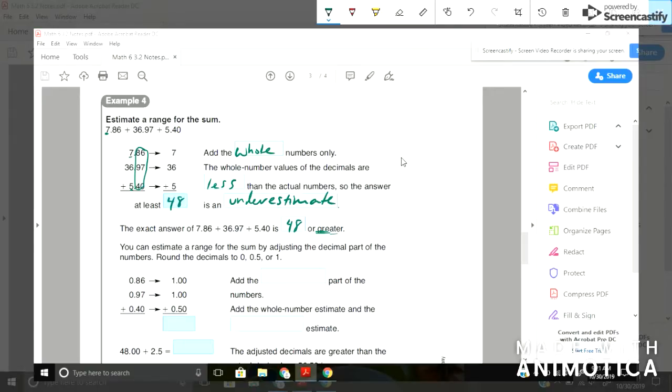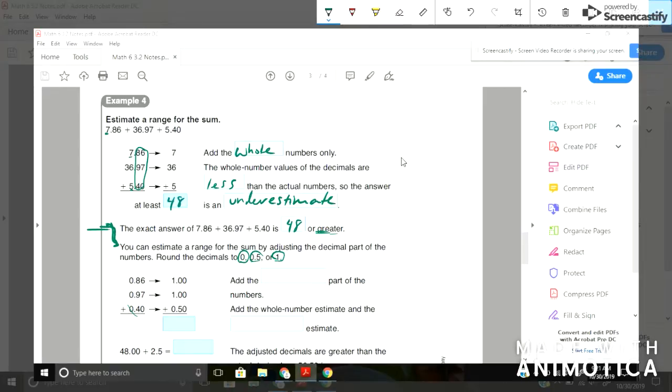Okay. Then it says you can estimate a range for the sum by adjusting the decimal part of the numbers. So now we're just going to look at the part that we ignored before, the decimals, and round them to, are they closer to 0? Are they closer to a half? Or are they closer to 1? To get a little bit closer of an estimate. All right, well, 0.86, is it closer to 0, half, or 1? 1.